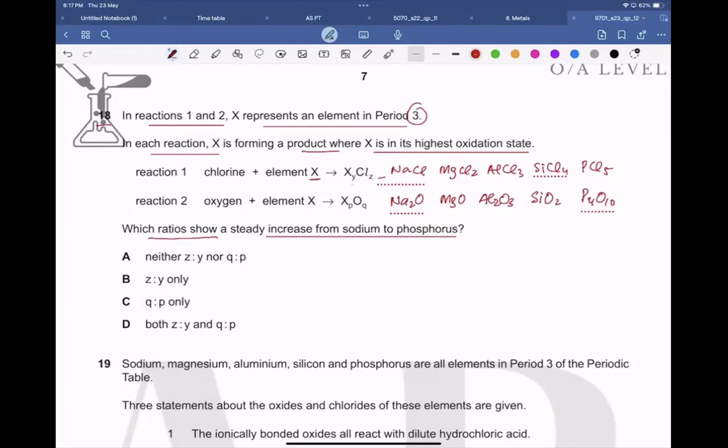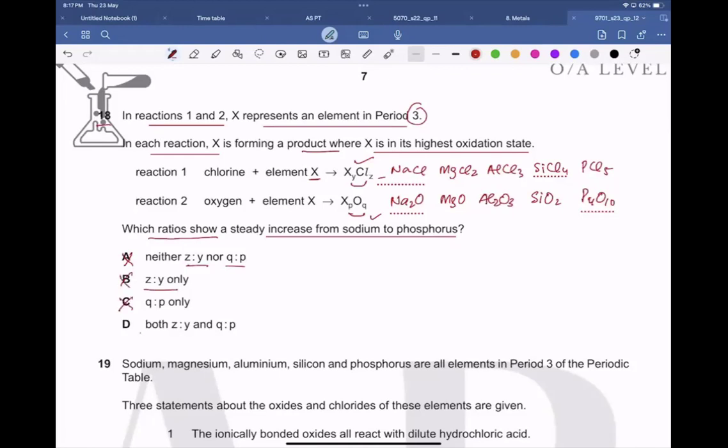So if you see from Y to Z, we are observing that there is a steady increase, and the same for P to Q, both. So neither Z is to Y nor Q is to P alone is right. It's wrong, Z is to Y only. No, because Q is to P is also showing the same steady increase.